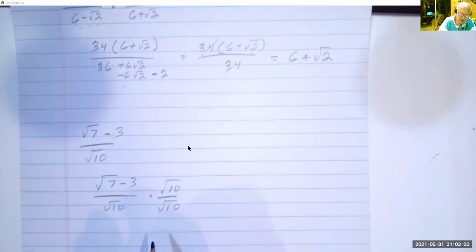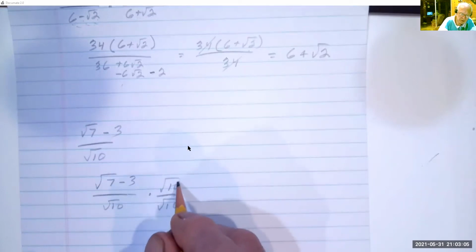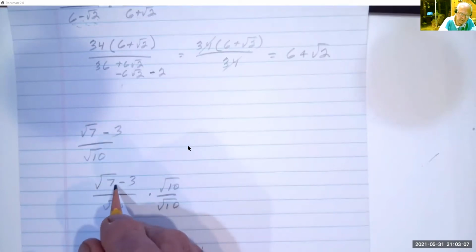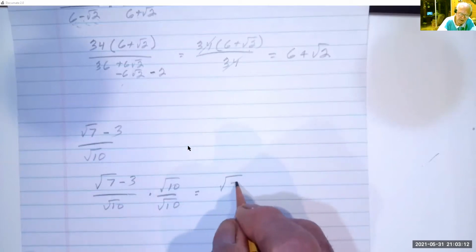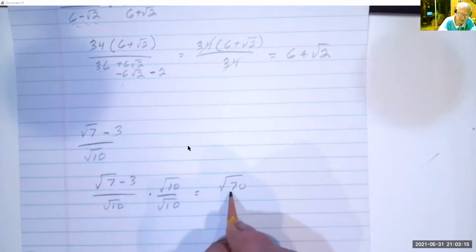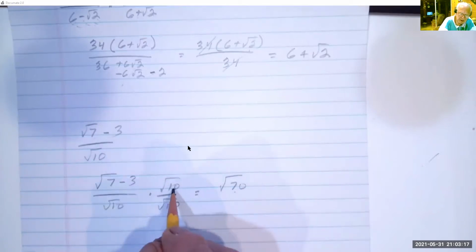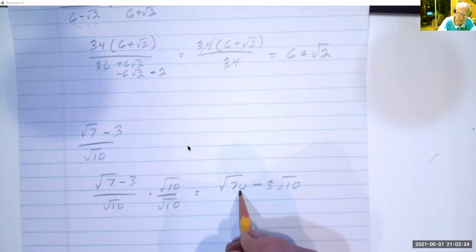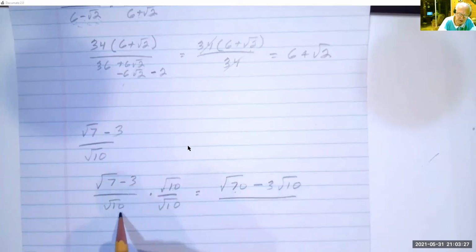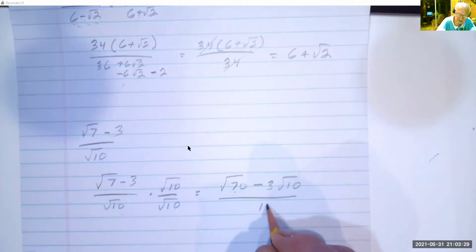So let's multiply out the numerator. And this time I'm going to actually distribute the square root of 10 times this. So I'm going to have the square root of 70, radical times the radical, square root of 70. And then multiplying these two together, I would have minus 3 radical 10. Can't extract any perfect square from that. In the denominator, any radical times itself is the radicand. And there is no cancellation possible. That is the final answer.